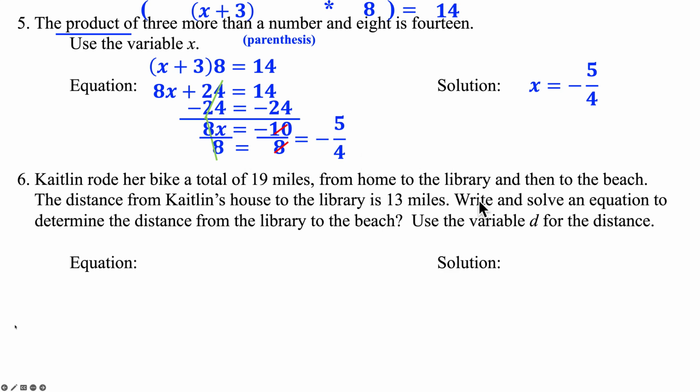And then they want us to find the distance from the beach to the library. That's my D. So 13 plus the D equals 19, or 19 equals 13 plus D. Both the same thing. Subtract over the 13. The distance from the beach to the library is 6 miles.